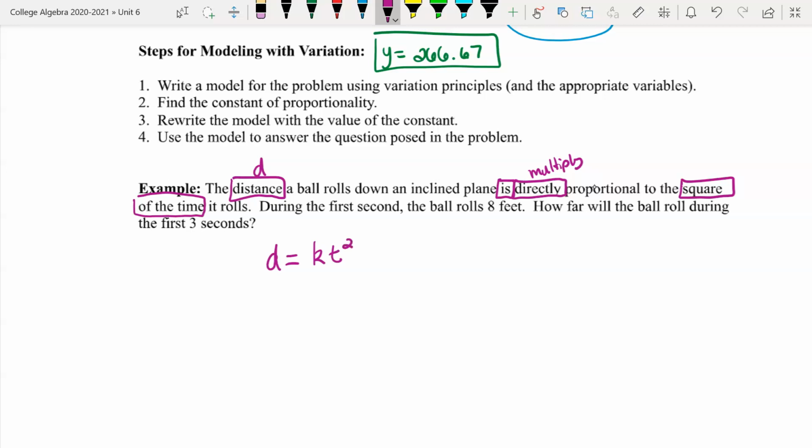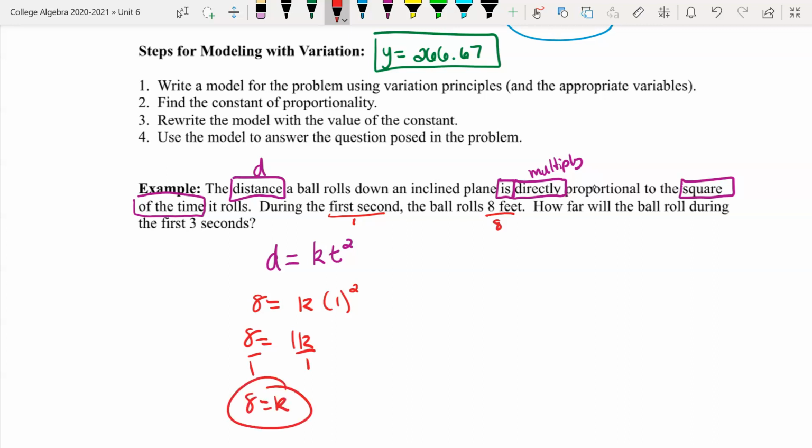So it says during the first second, so that's a 1, the ball rolls 8 feet. So I'm going to say 8 equals K times 1 squared because I want to solve for K. So 8 equals 1K divided by 1. Your constant is 8. Now how far will the ball roll during the first 3 seconds?